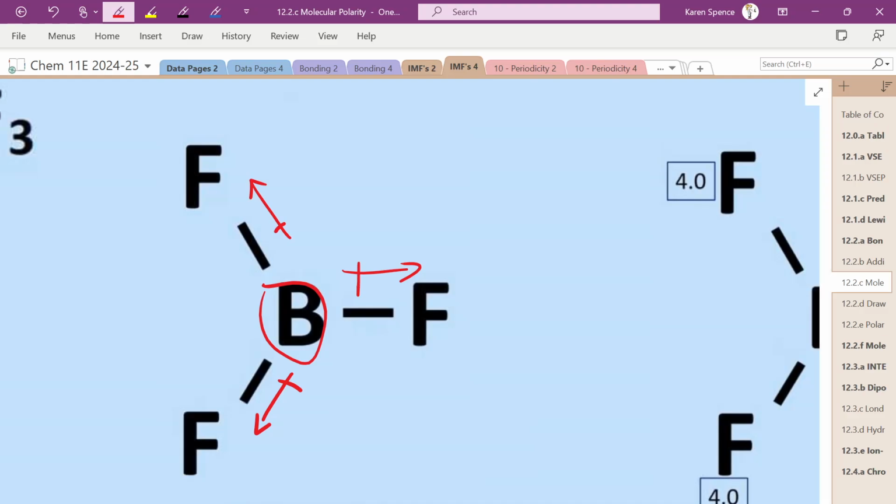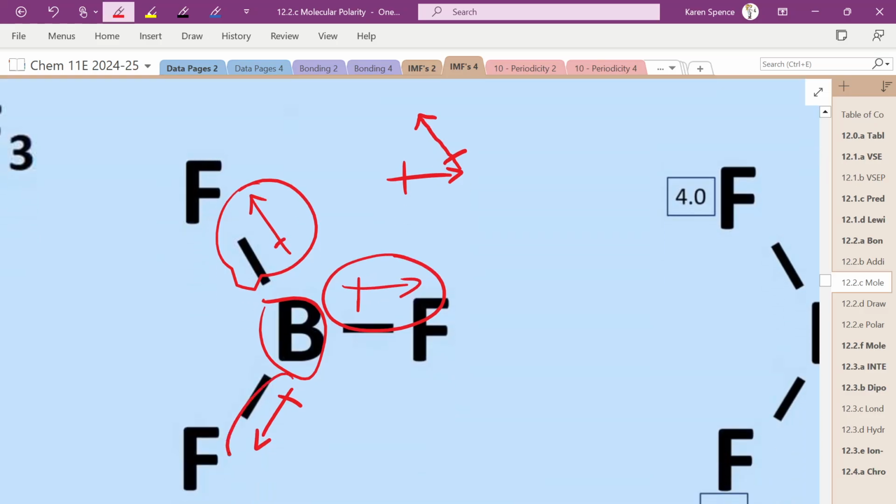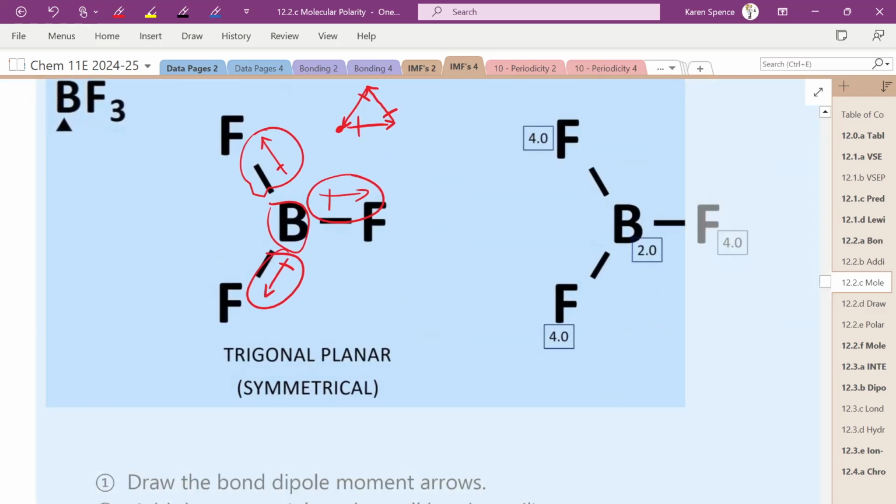You can also draw your net dipole. So we're going to start with this one. And then I'm going to do this one. And remember, I have to go like this. And then I have this one. And guess what? I ended up exactly where I started. So what's my net dipole? 0. If you end up where you start, your net dipole is 0. So that's why something like this is nonpolar.